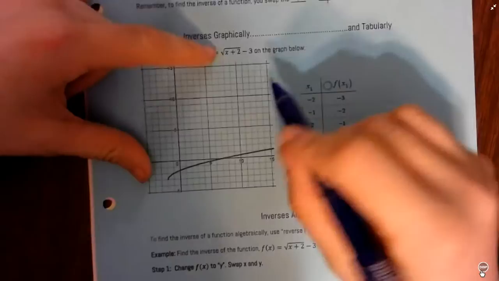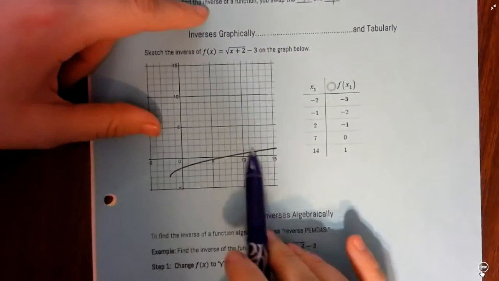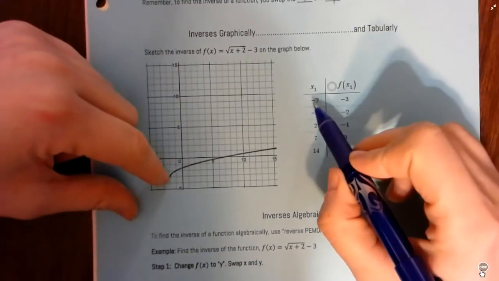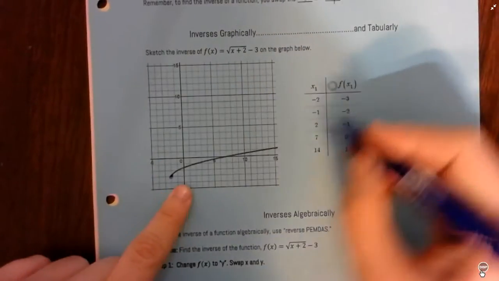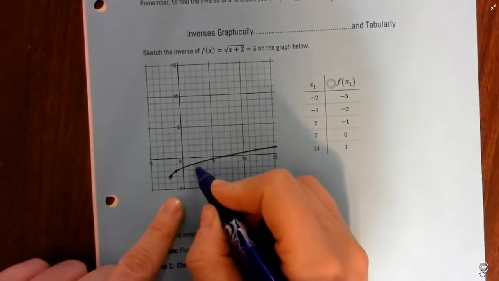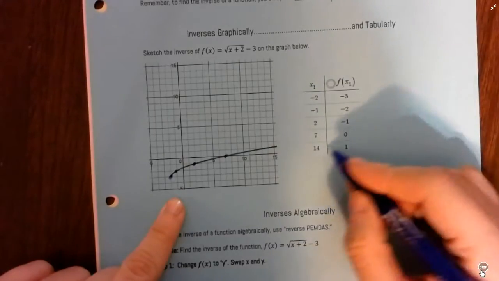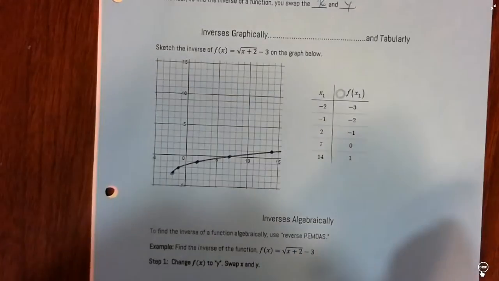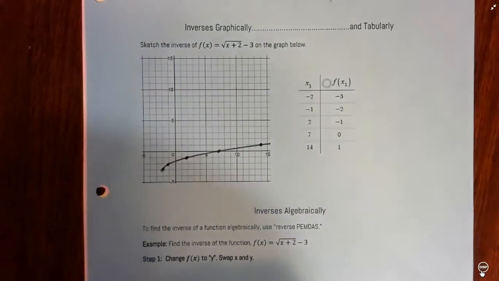So I've got this equation, f of x equals the square root of x plus 2 minus 3, and I've already graphed it for you here. And then on the side, I have a few points from that graph. So I have (-2, -3), (-1, -2), (2, -1), (7, 0), and (14, 1). So I've got those points. So if I wanted to see what the inverse looked like, I need to swap the x and y values.